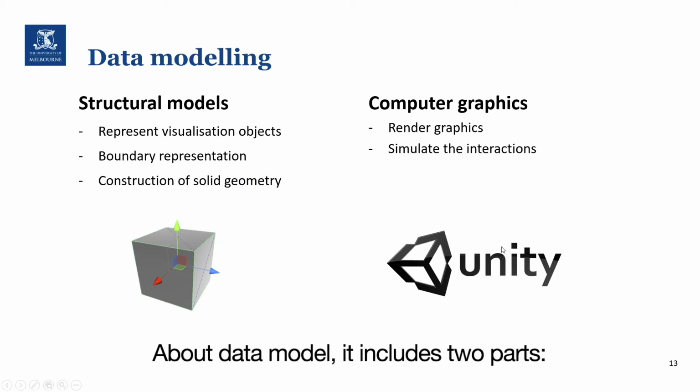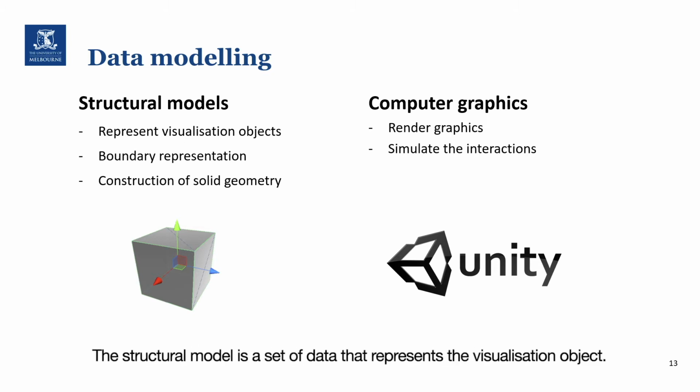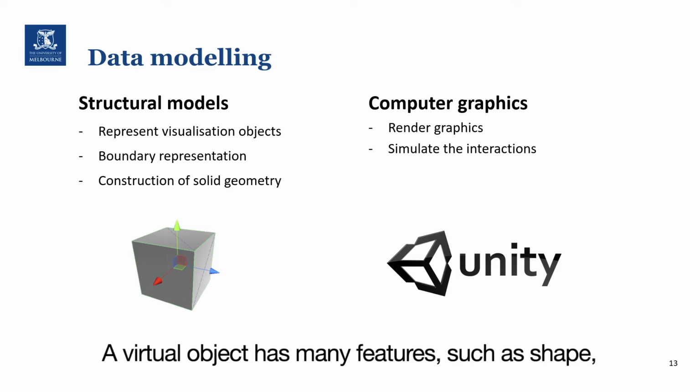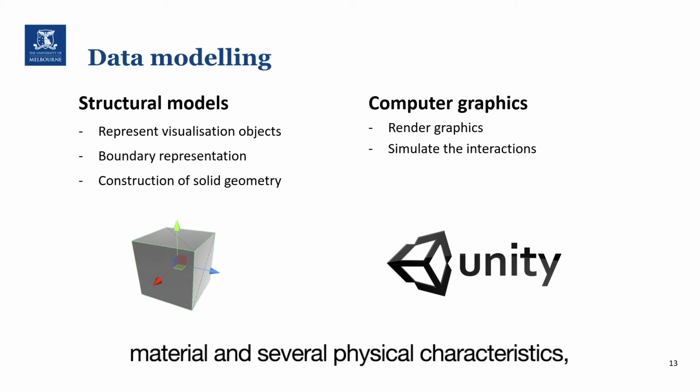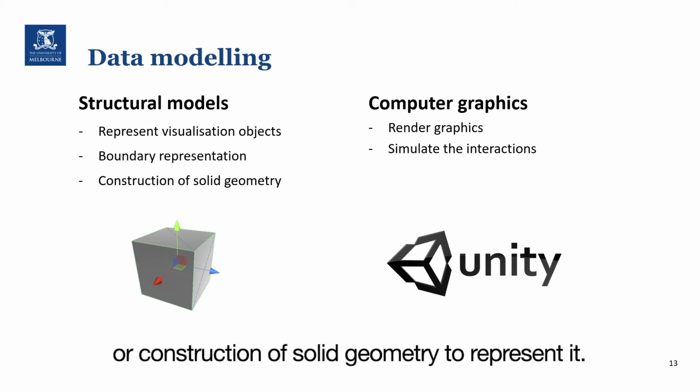About data modeling, it includes two parts: structural models and computer graphics. The structural model is a set of data that represents the visualization object. A virtual object has many features, such as shape, material, and several physical characteristics, and we often use boundary representation or constructive solid geometry to represent it.